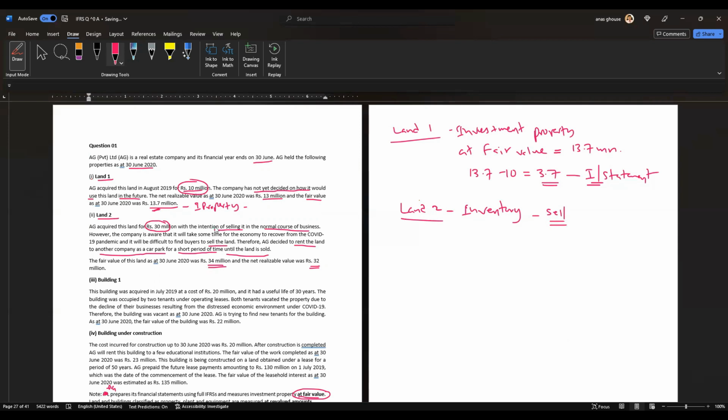So this has to be recognized at the lower of cost or net realizable value. How much is the cost? Cost is 30 million and net realizable value is 32 million. So therefore, this has to be recorded at 30 million.